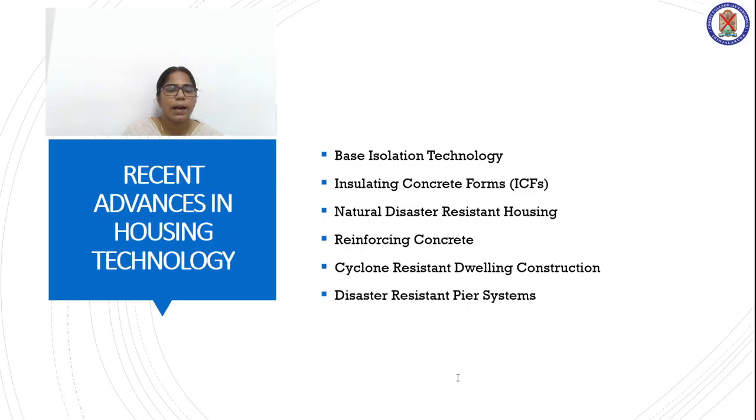ICFs are hollow foam blocks or panels that are stacked and interlocked to create the exterior walls of the building. Reinforced concrete is then placed inside the form blocks, creating strong insulated concrete walls. ICF construction is already noted for benefits such as energy efficiency and durability.